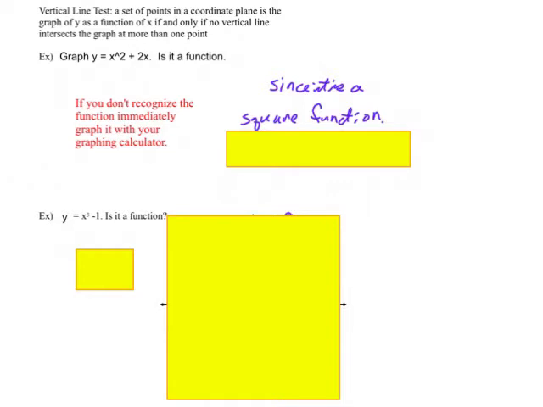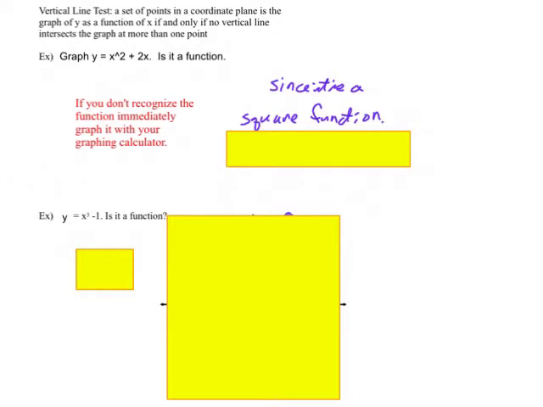Our second topic today is we're going to look at equations to see whether the equations are functions or non-functions. Now, I have a vertical line test. A vertical line test is one of the ways to determine whether an equation is a function or a non-function. Now, what a vertical line test does is it tests a set of points in a coordinate plane to see if y is a function of x.